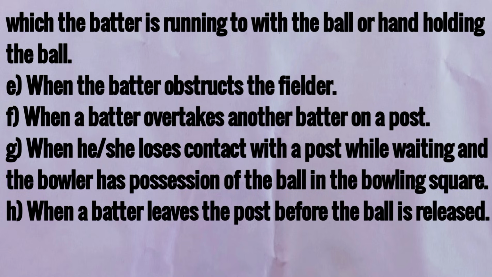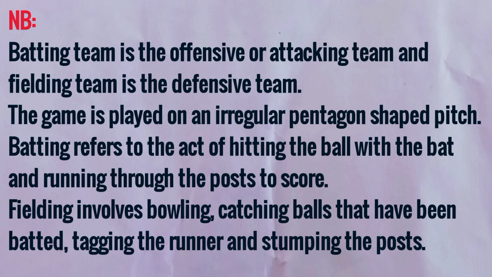A very important note here is that the batting team is the offensive or attacking team, and the fielding team is the defensive team. Also, the game is played on an irregular pentagon-shaped pitch. Batting refers to the act of hitting the ball with the bat and running through the posts to score. Fielding involves bowling, catching balls that have been batted, tagging the runner, and stamping the post.